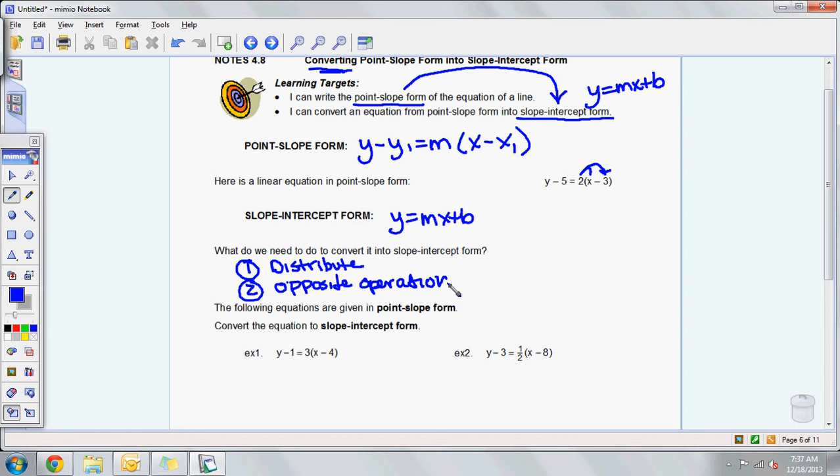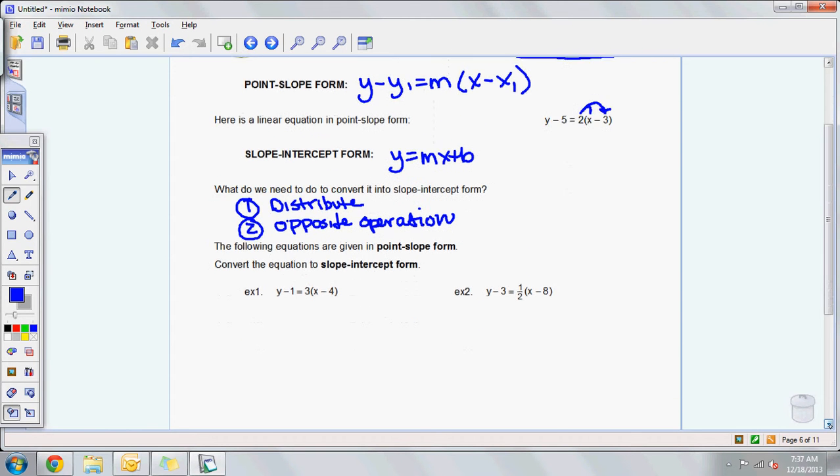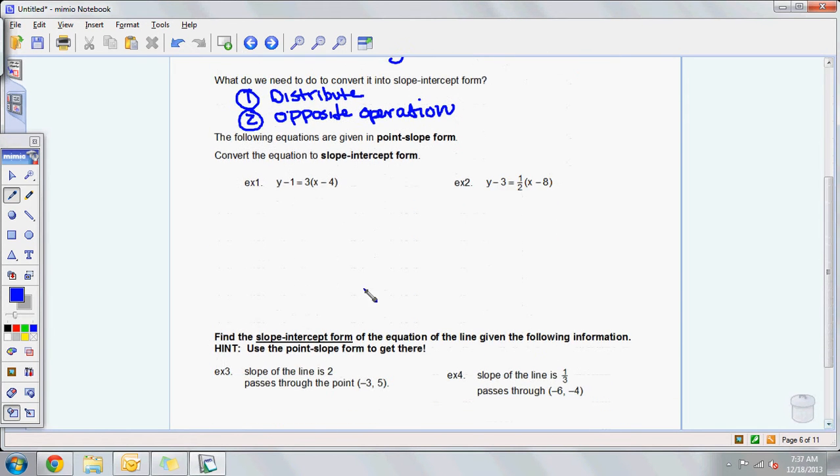All right, so let's go ahead and try some, and then we'll try to graph it if we can. So here's a couple equations in point-slope form, and we need to convert it or change it into slope-intercept form. So all of our answers should look like this, mx plus b. All right, so first thing we're going to do is distribute.